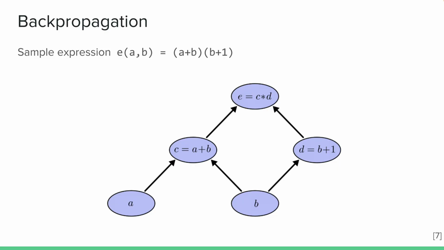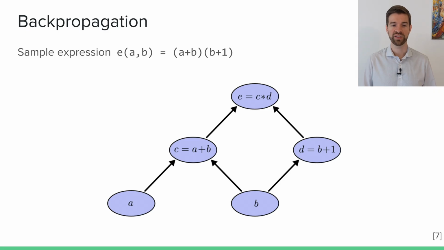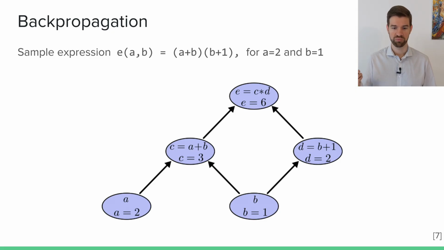Let's have a look at an example to see this in action. This is our sample expression, a function e that takes the values a and b, and we compute (a plus b) times (b plus 1). So we have a and b as our inputs, and then we can visualize it in this graph. We calculate c as the sum of a and b, and d as the sum of b and 1, which are then multiplied to obtain the value for e. So let's put in some numbers. a equals 2, b equals 1. Then you run it through and you get the value e equals 6.